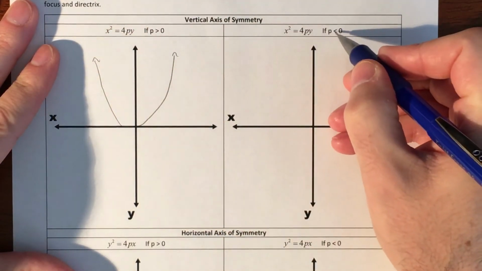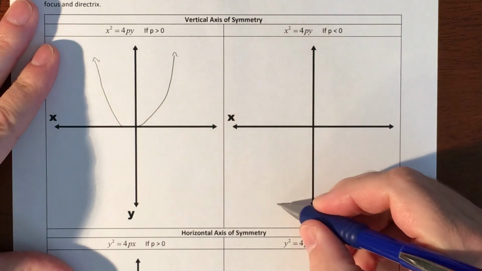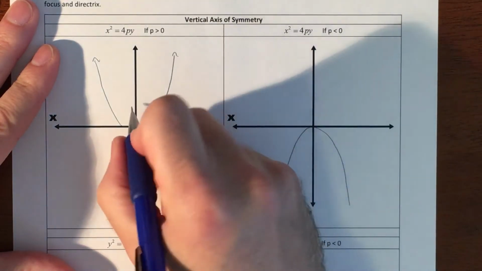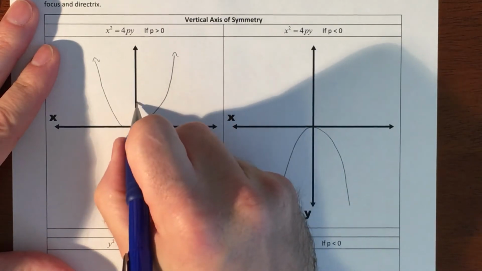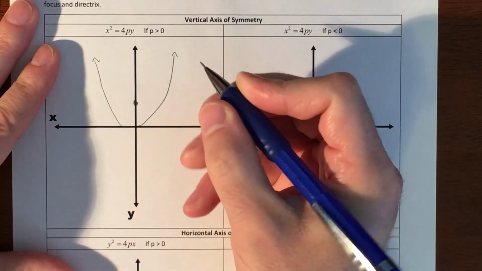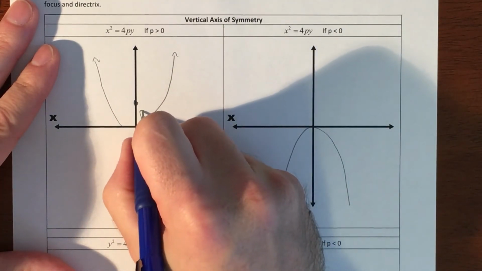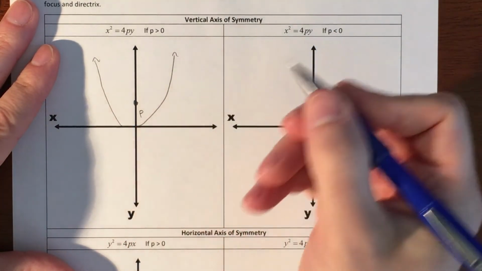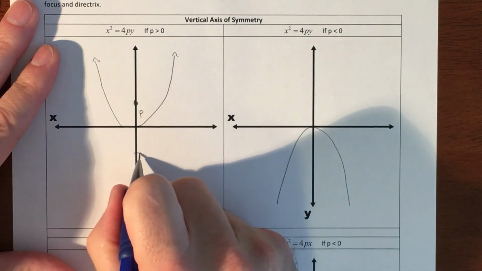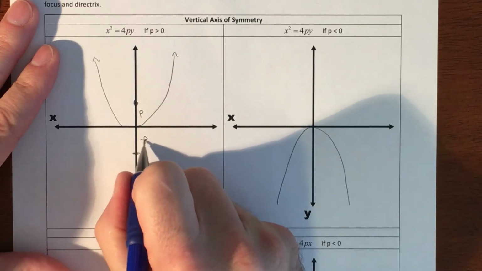If it is negative, your p-value is less than 0, you're going to have that shape to it. And this distance, and I'll just do it on this first one, of here, that is your focal point, and that distance is going to be p. And then there's another math thing about this. And then your distance to the directrix is negative p.